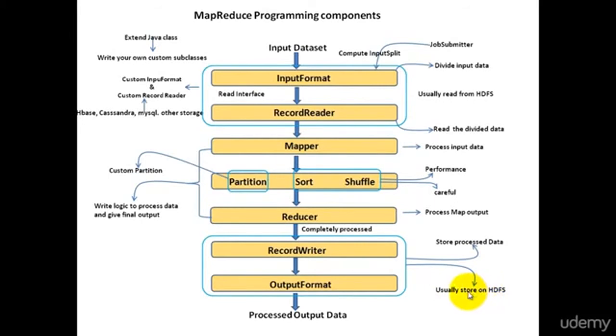If at all you want to store the processed data somewhere else, then you need to change only record writer and output format. You need to write custom output format and custom record writer. You need not change other components of MapReduce framework. So these two components are the write interface of MapReduce framework. Other than HDFS, you can store data on HBase or Cassandra database or MySQL database or any other storage system.